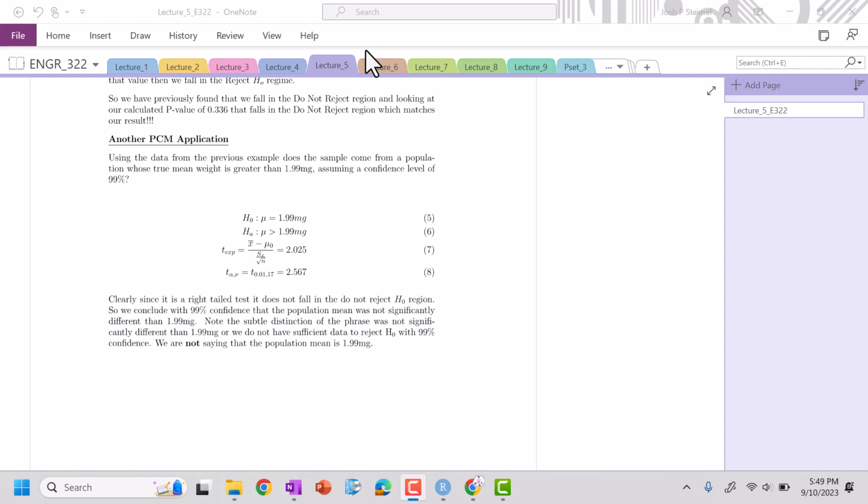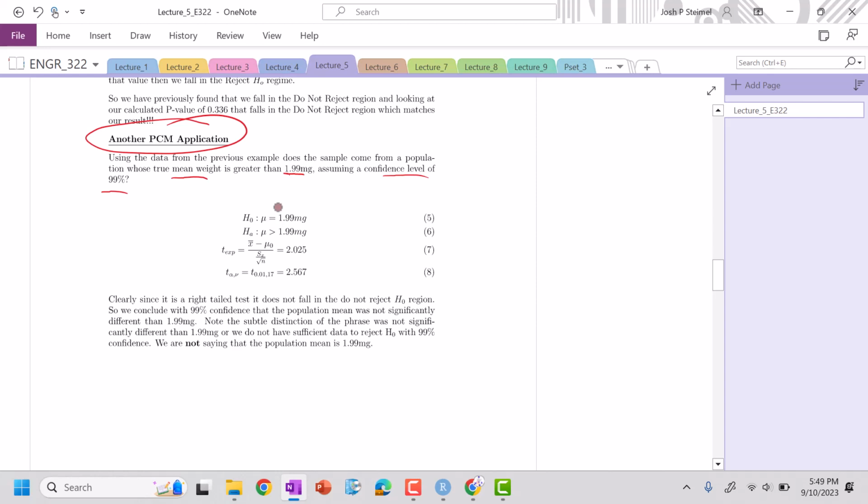All right, let's do another example. Let's look at the same data set, but now let's ask ourselves, does this sample come from a population with the true mean whose weight is greater than 1.99? Assume a confidence level of 99%.